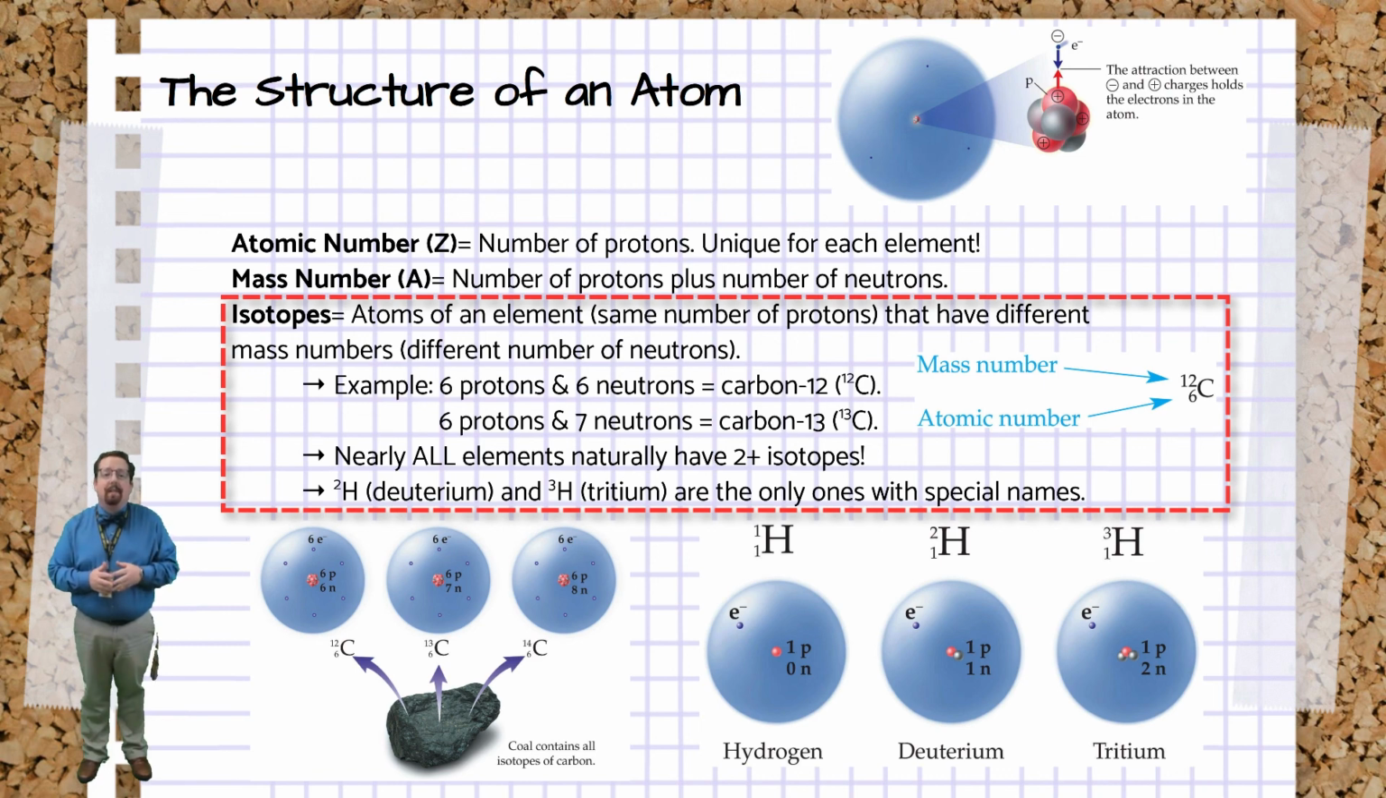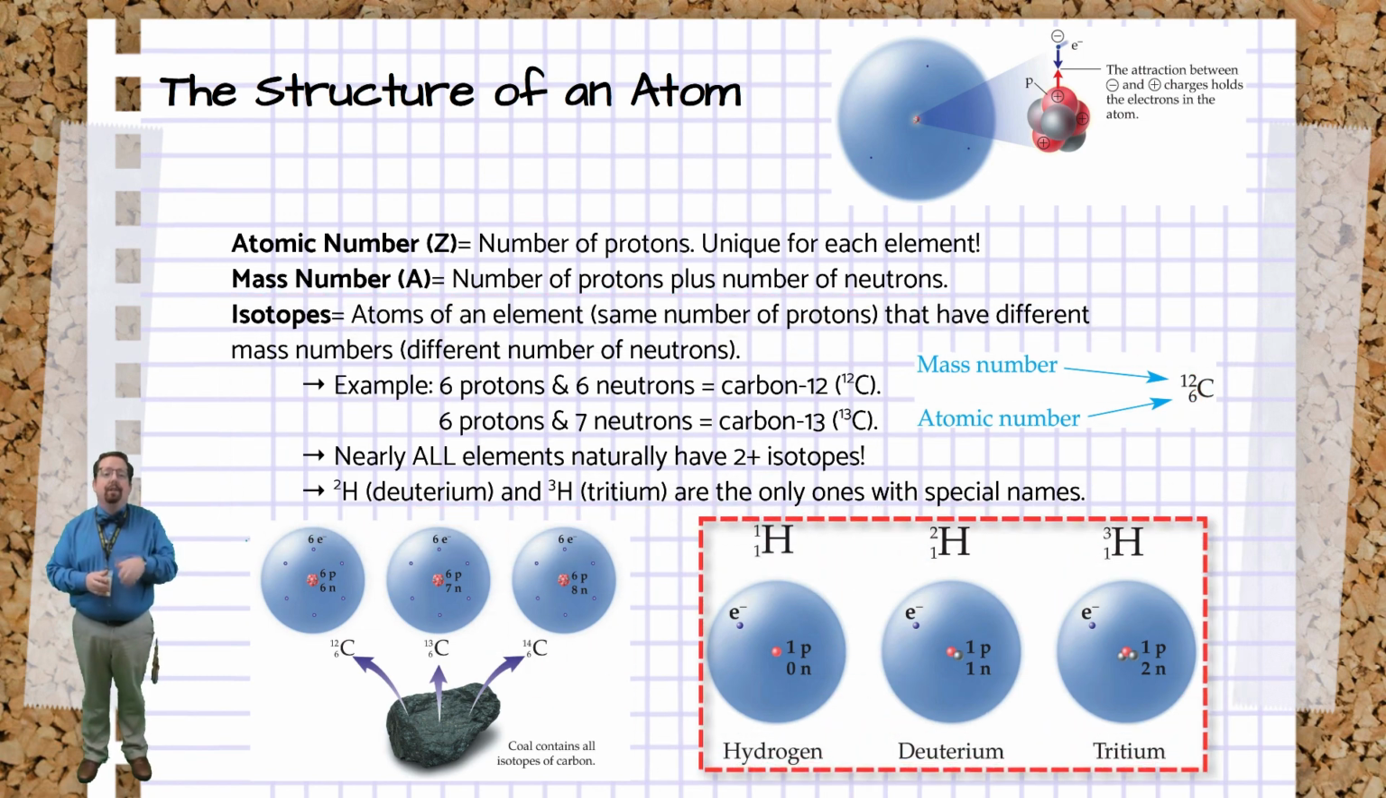With 2 exceptions, all isotopes are named as we named the 2 carbon isotopes here, with their name and then the mass number afterwards, or their symbol with the mass number as a superscript to the left. Either way, it reads the same, carbon-12. Hydrogen-2 and hydrogen-3 are the only 2 that have special names. These are called deuterium and tritium, respectively.